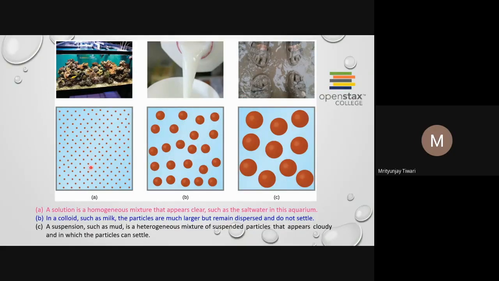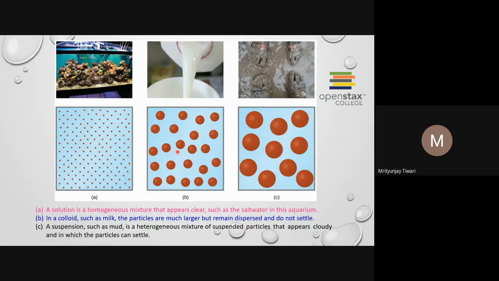So this is an example of the solution. You see the homogeneous mixture, particles of solute are uniformly distributed and the particles are very small in size, and the blue color that you see is the solution. It shows the color of the solvent. And the example you can see here is the salt water in the aquarium. So the salt water in the aquarium shown here is the example of the solution.